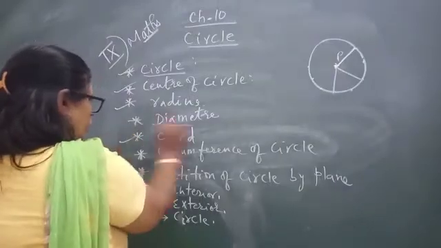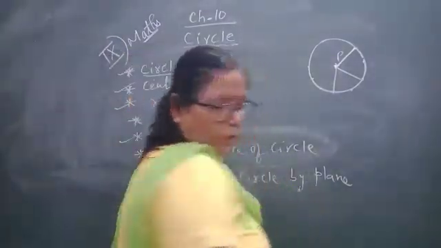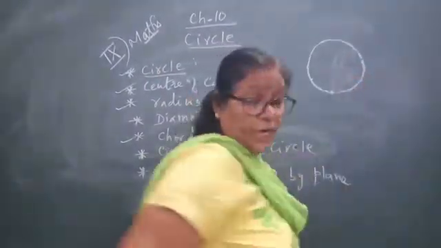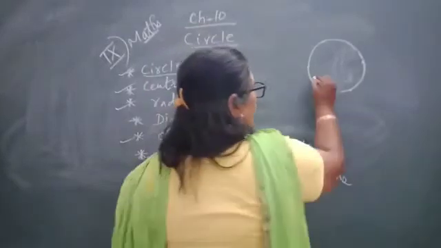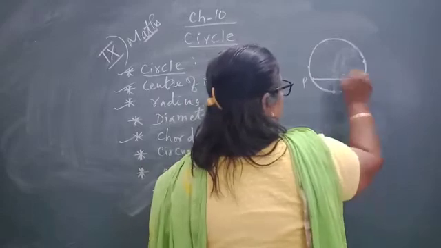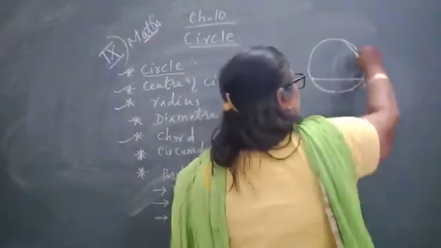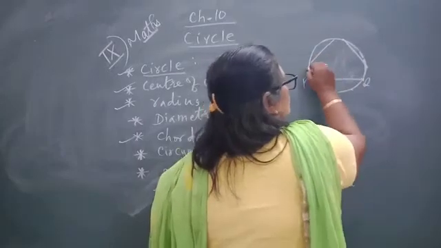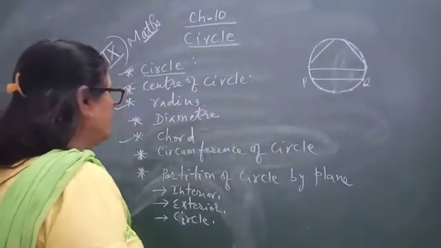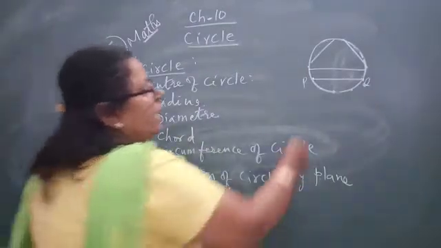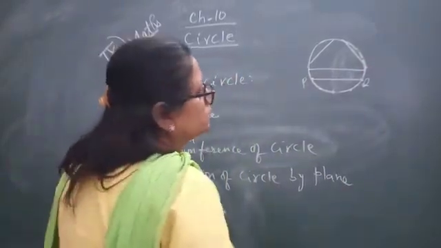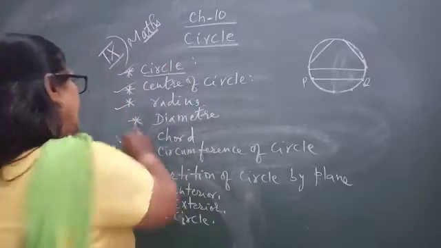Now then we will talk about the chord. What is a chord? Actually the chord is one of the line segments having two end points on the circle. Suppose these two end points P and Q. So this is also a chord, this is also a chord, this is also a chord. So all these are chords. In short, we can say the line segment having two end points that lie on the circle is called the chord of the circle. Then diameter.